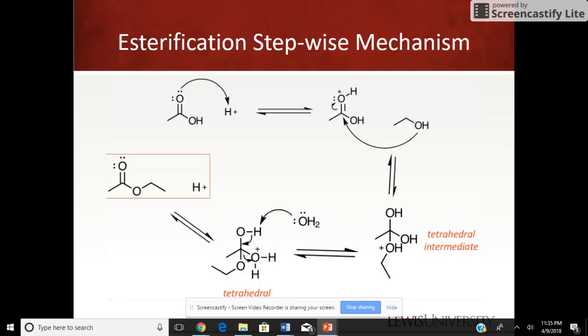So a little bit about the mechanism. The carboxylic acid attacks a proton, so it forms this ion that the alcohol then attacks, and you form this first tetrahedral intermediate with 3 OH groups. However, then water comes in and attacks one of the OH groups, and the electrons move around, and this is the second tetrahedral intermediate. And finally, you get your ester and your acid catalyst formed again as a side product.